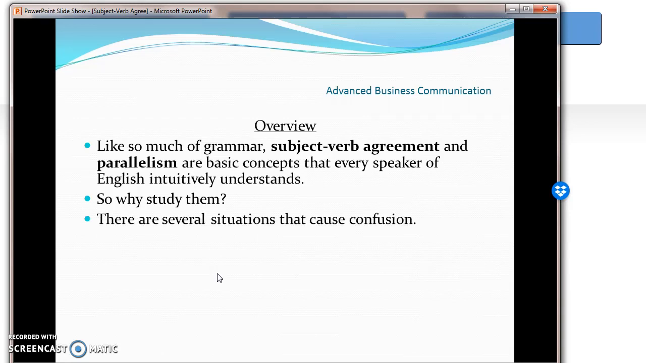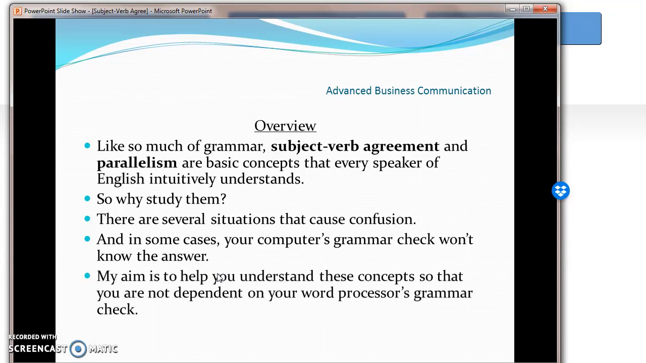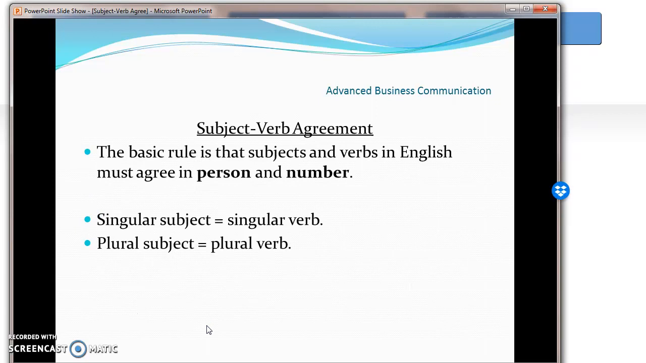Well, as I'm going to show you, there are several situations that can cause confusion, and this is significant: there are situations where your computer's grammar check won't know the answer. You can confuse it. That's why it's important that you understand the ideas you're trying to convey and the grammar that you intend. My aim here is to help you understand these concepts as concepts, so that you're not so dependent on your word processor's grammar check function.